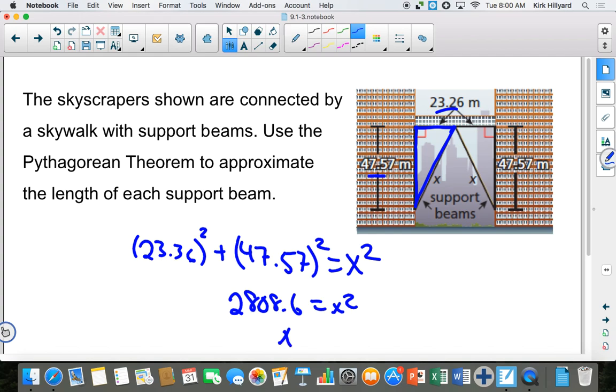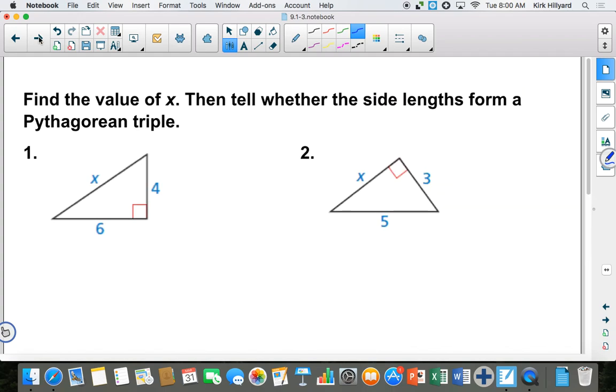And we're going to get x equals 52.99. And I would probably leave it where they went, 2 decimal places here. And we would have to ask ourselves, does that make sense? It's more than 47 and it's more than 23. So yes, it's the hypotenuse, it's the longest side. So 52.99. That's how you use the Pythagorean theorem to help you find the length of that right there.